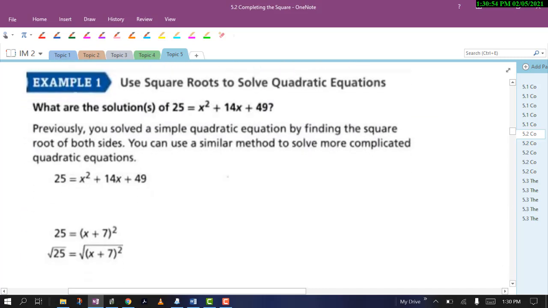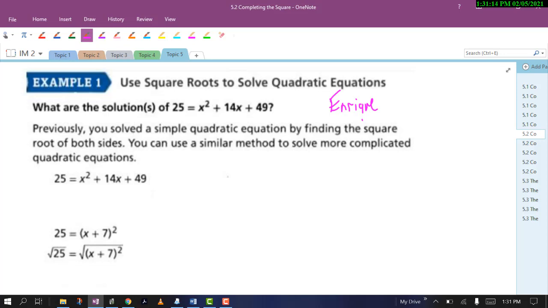Use square roots to solve quadratic equations. What are the solutions of 25 equals x squared plus 14x plus 49? So this is what Enrique did. So that's what we're looking at today. We solved the quadratic equation by finding the square root of both sides. You can use a similar method to solve more complicated quadratic equations.